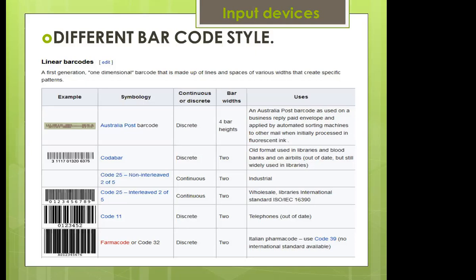Number two, Codabar. It has two different widths for the bars. One is thin and one is thick. It is an old format used in libraries and blood banks and on air bills. It uses only two shapes of bars in a repeated manner.